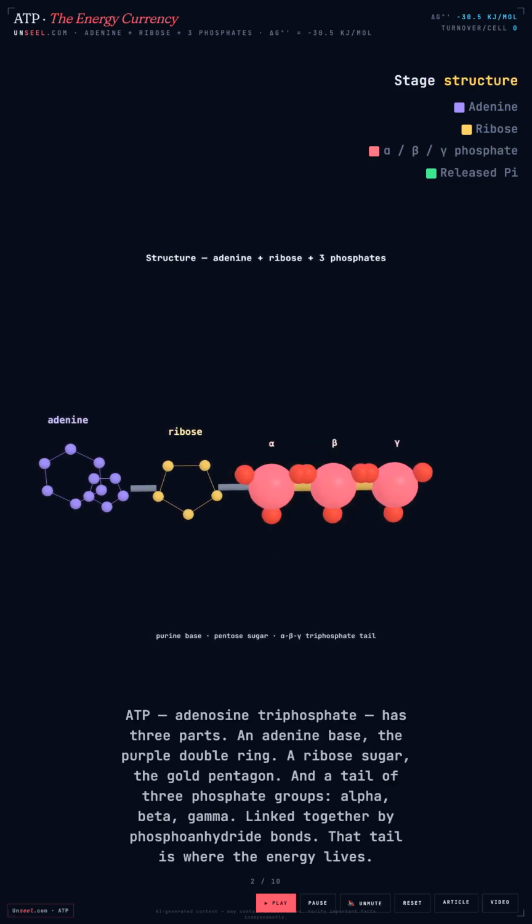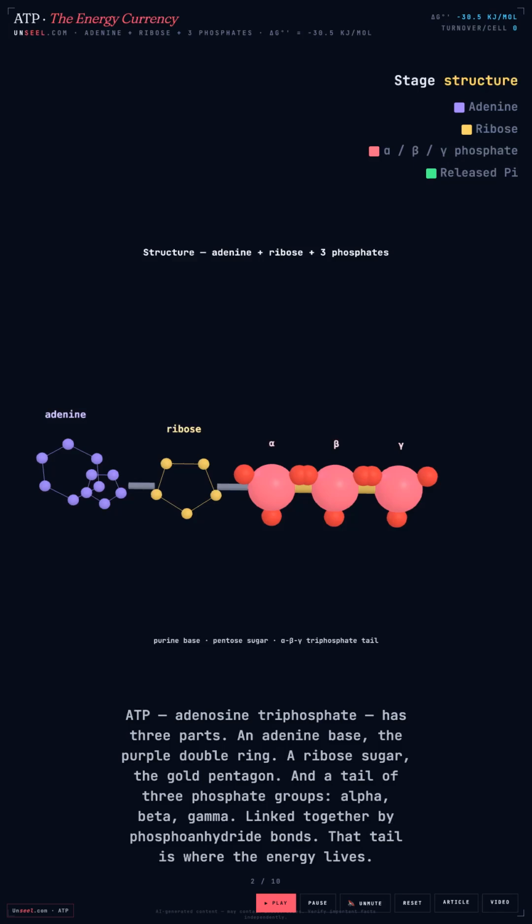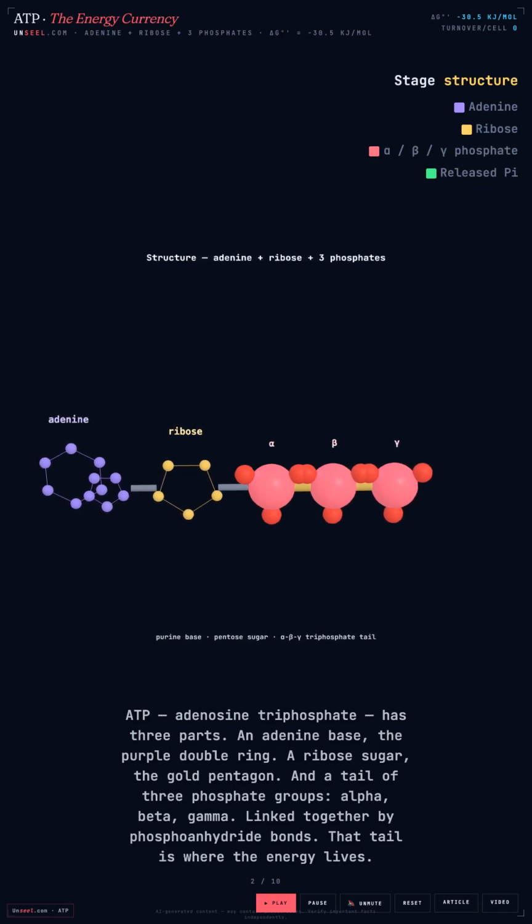ATP, adenosine triphosphate, has 3 parts: an adenine base, the purple double ring, a ribose sugar, the gold pentagon, and a tail of 3 phosphate groups, alpha, beta, gamma, linked together by phosphoanhydride bonds. That tail is where the energy lives.